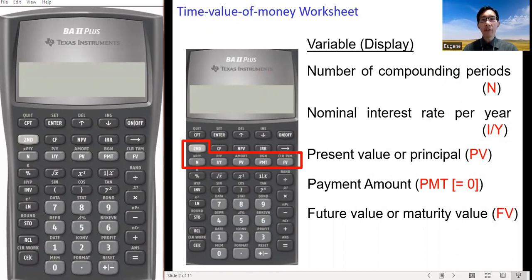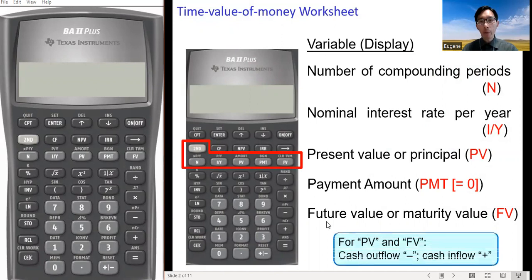When we key in the value for PV or FV, the sign is important. For cash outflow, if you need to take out money, the value is a negative number. If you receive money, this is a cash inflow, then the value is a positive number. Other than that, we need to key in the information of the frequency.